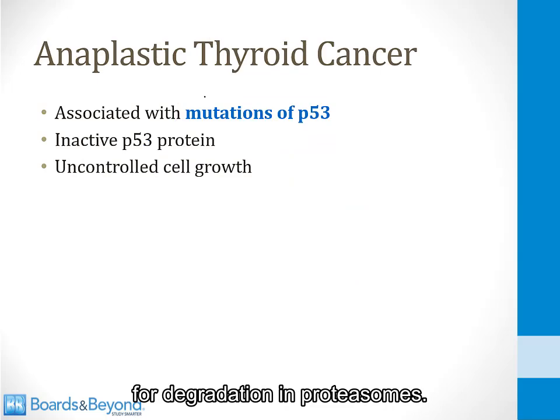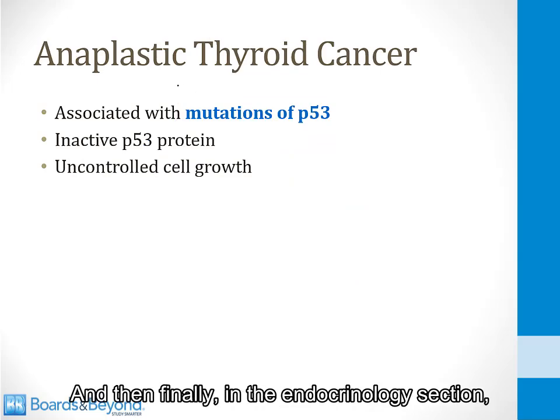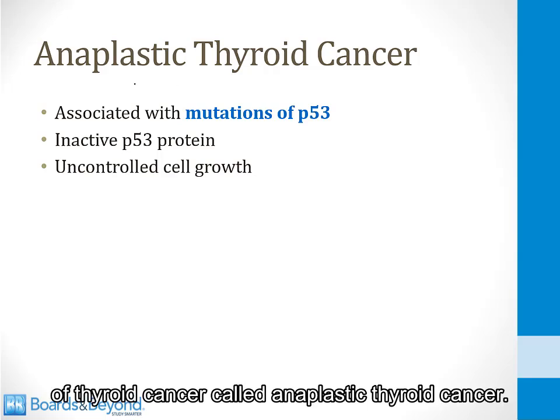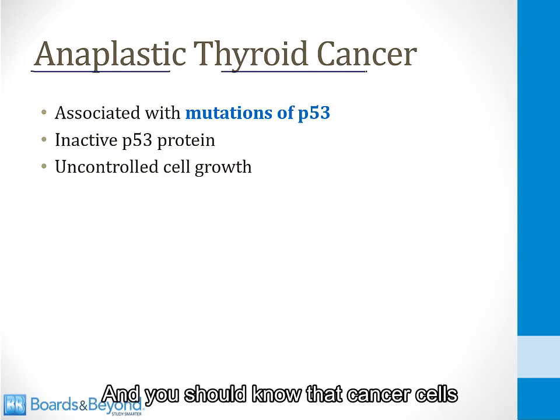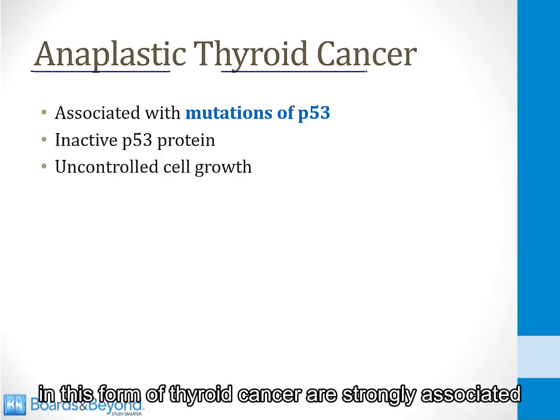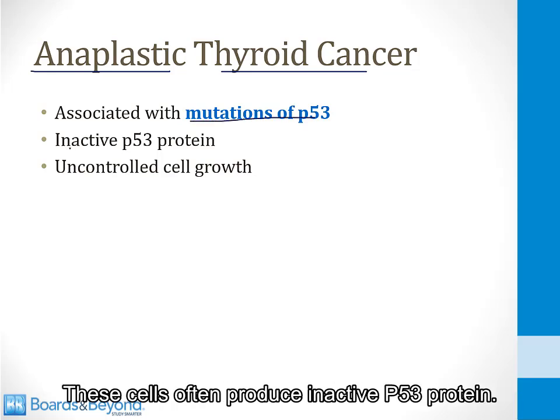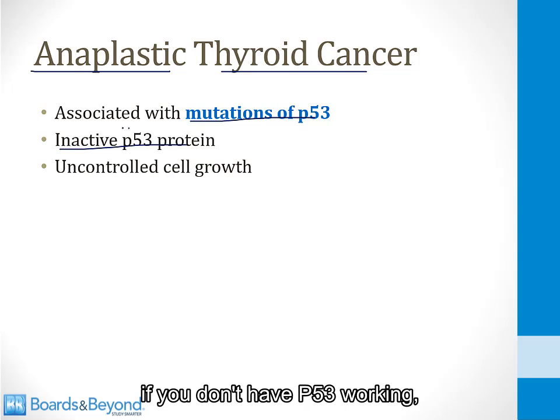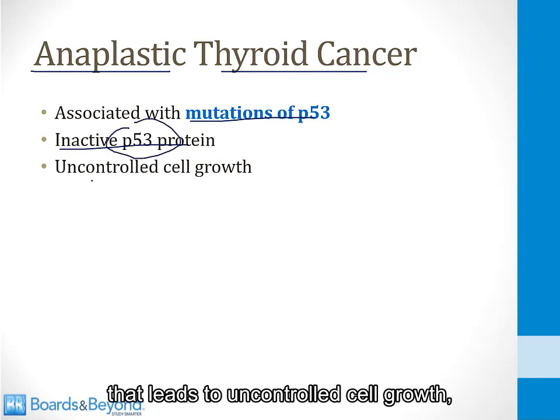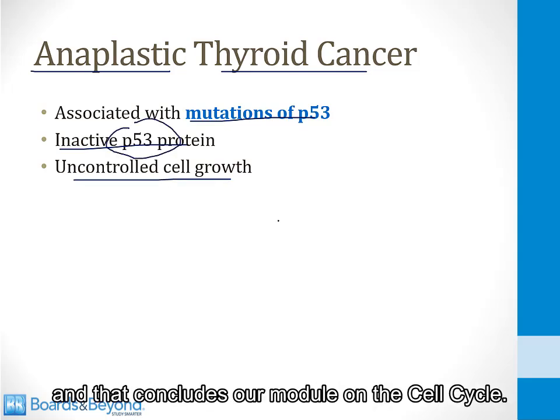And then finally, in the endocrinology section, I talk about a rare form of thyroid cancer called anaplastic thyroid cancer. And you should know that cancer cells in this form of thyroid cancer are strongly associated with mutations of the p53 gene. These cells often produce inactive p53 protein, and as we've been discussing, if you don't have p53 working, that leads to uncontrolled cell growth. And that concludes our module on the cell cycle.